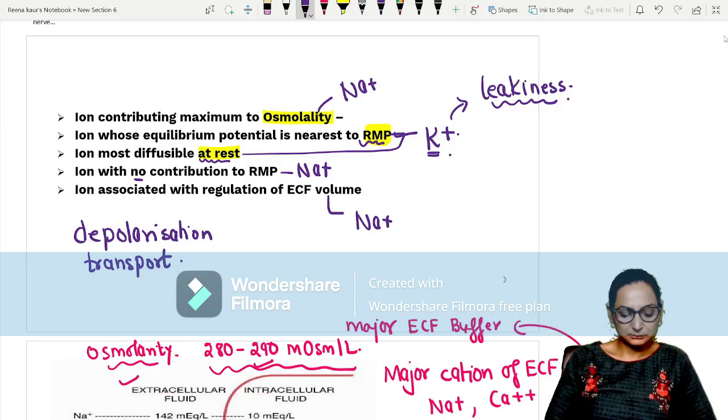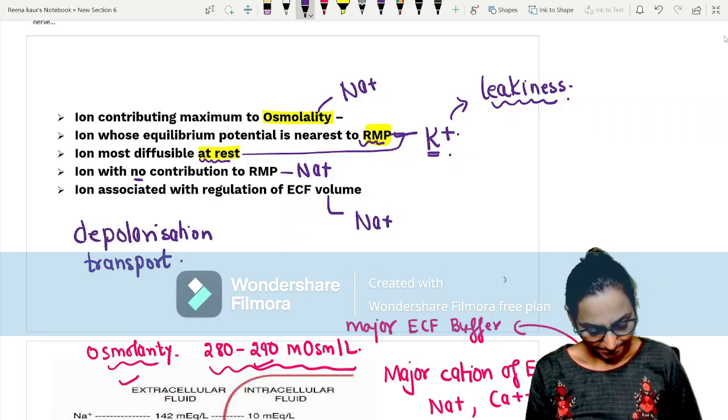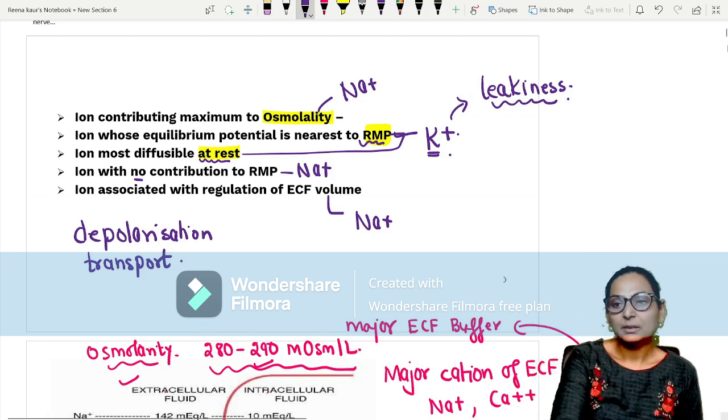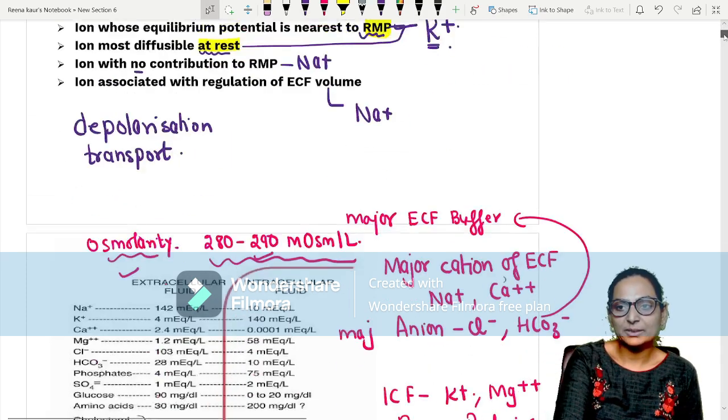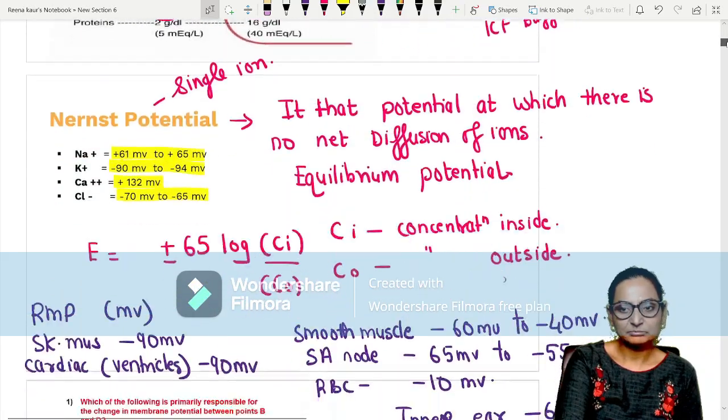Done with this much? Yes? Now let's start with action potential.